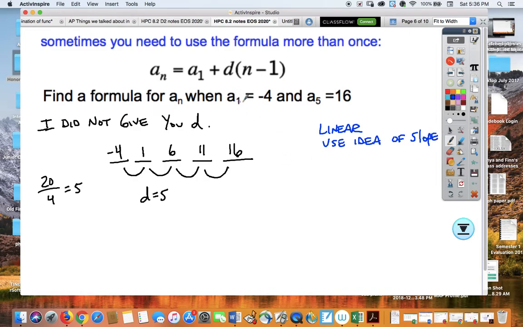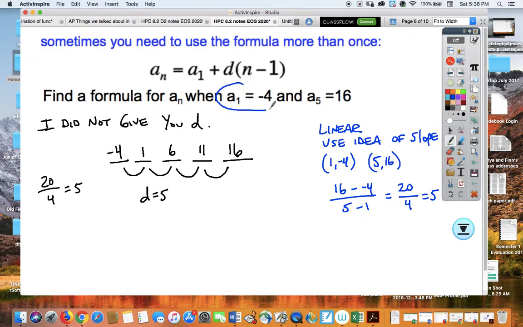Okay, so here, when you plug a 1 into the formula, you get a -4. So think of it as a point. Here, when you plug a 5 into the formula, you get a 16. Think of that as a second point. Well, if you find the slope, it would be 16 minus negative 4 over 5 minus 1. And you're going to get that same idea of 20 divided by 4, which is 5. I don't care how you figure it out. Those are just a couple ways to do it. But bottom line is we need to know D.